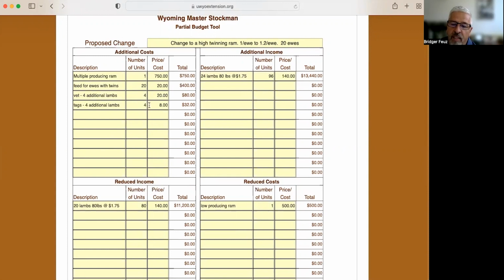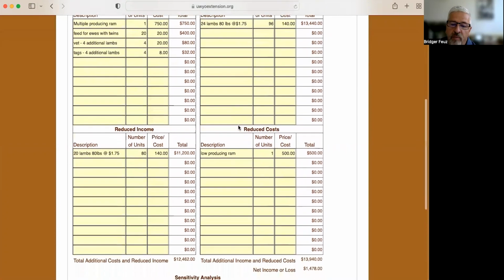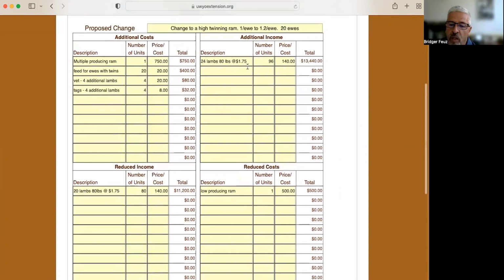We accounted for that. We look at our additional income. That gives us a total of 24 lambs with this higher producing ram. So, a net income of or additional income of $13,440. We looked at our reduced income side. We wouldn't sell the 20 lambs from the lower producing ram. We would sell the 24 lambs from the higher producing ram. And we would save money on the cost of that lower producing ram of $500.